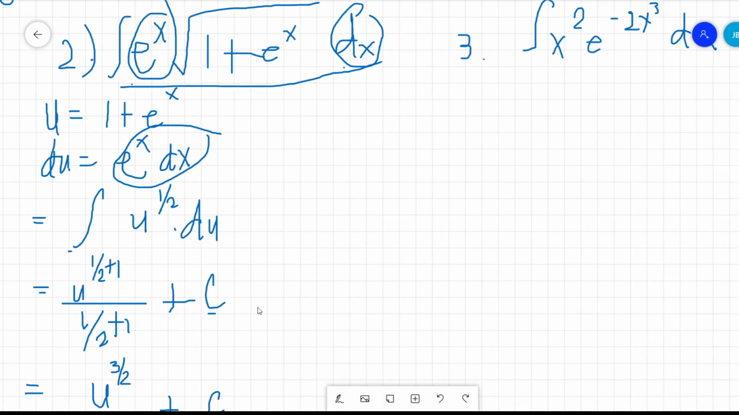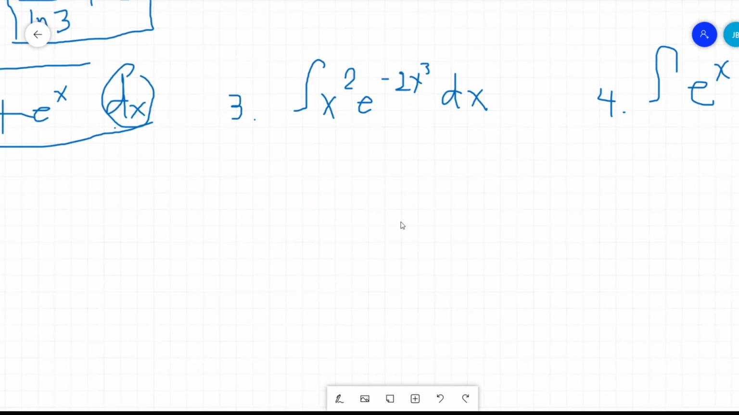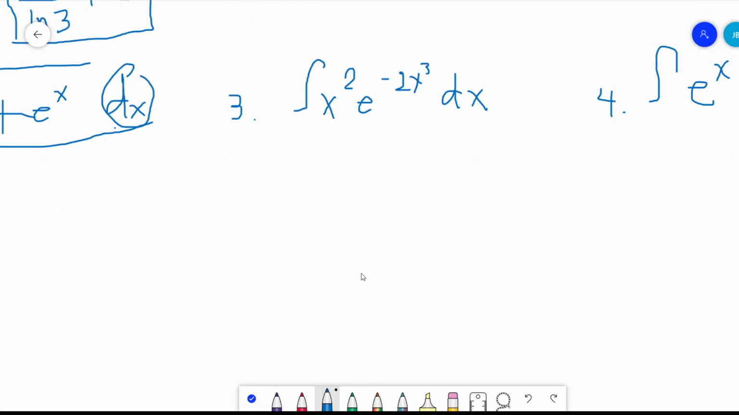All right, very easy, right? Okay, for number 3, let's say we have this given: x squared e raised to negative 2x cubed dx. For this example, for instance, we let u be negative e raised to negative 2x cubed. Would that be correct? Okay, let's try. If we let u be e raised to negative 2x cubed.